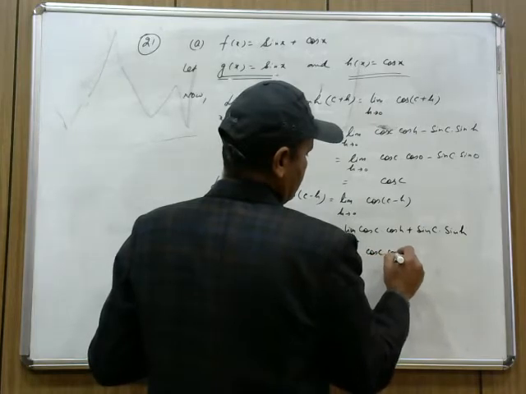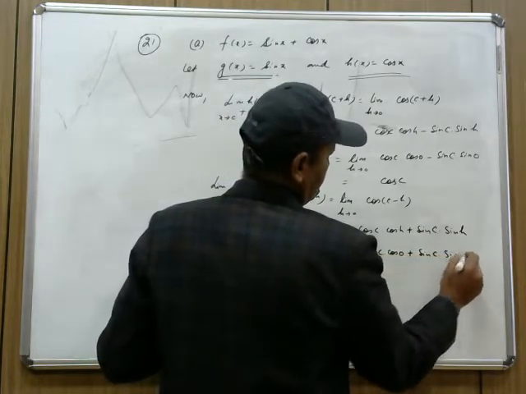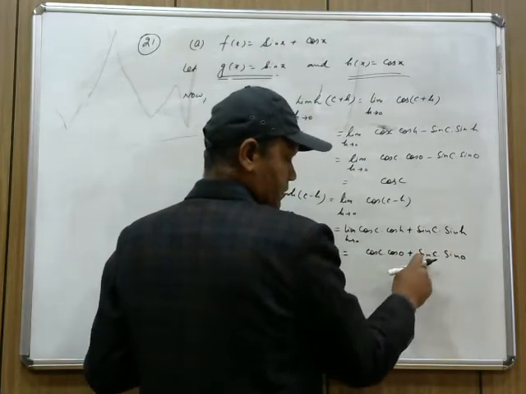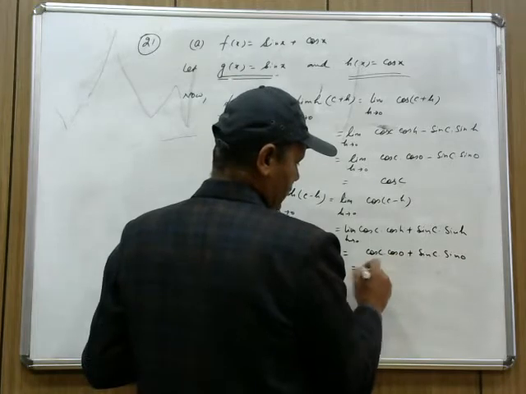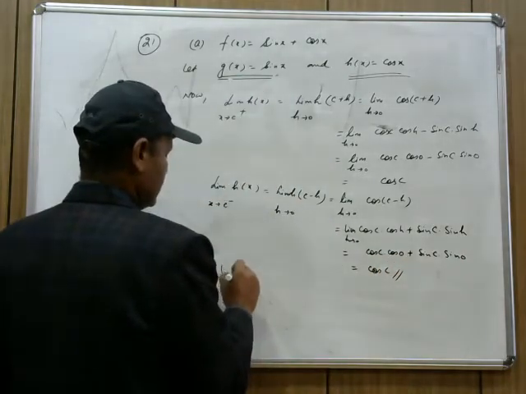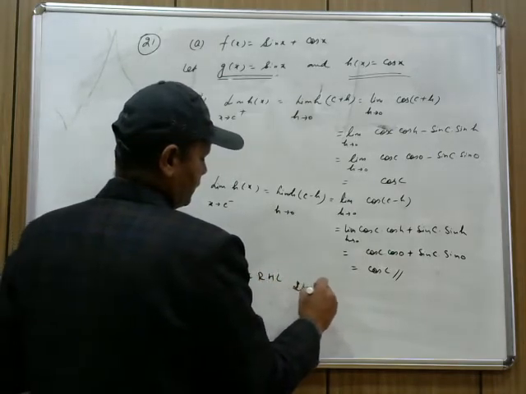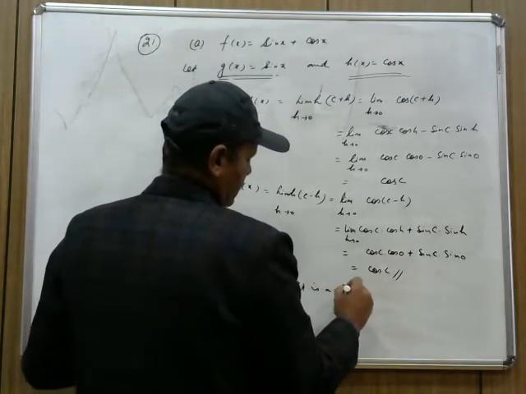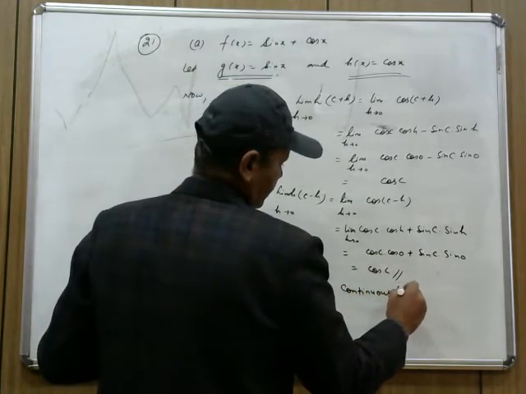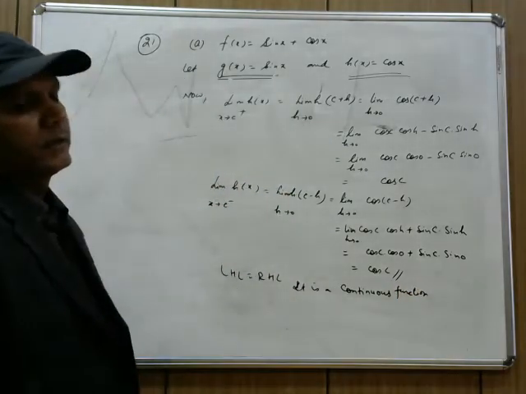Cos c into cos 0 plus sin c into sin 0. Here cos 0 is 1 and sin 0 is also 0, so 0 into sin c is 0, and therefore I will get cos c. So now here again LHL is equal to RHL, and therefore it is a continuous function.